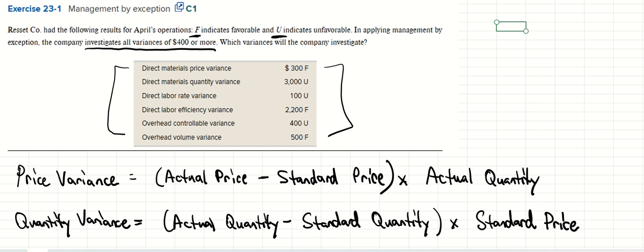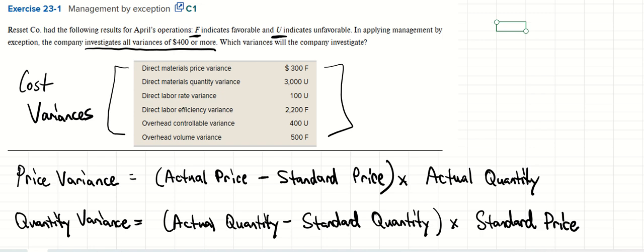that's within this exercise. So we have direct materials, direct labor, and overhead variances shown here. And these are all cost variances, by the way, meaning that we're only focused on the cost, not the sales or revenue. This is all cost variances here. So we see we have some favorable variances and also some unfavorable variances. And it's telling us that the company investigates all of the variances of $400 or more.